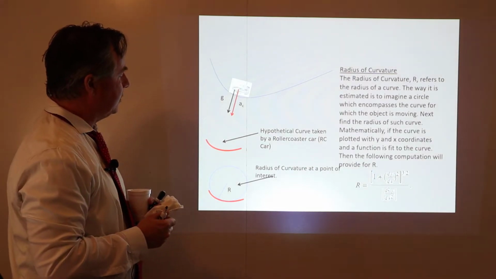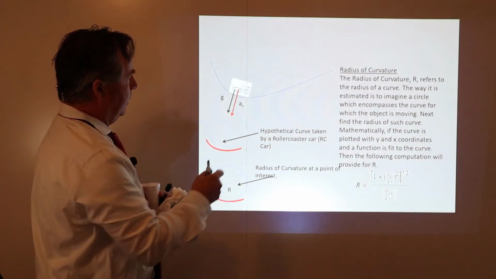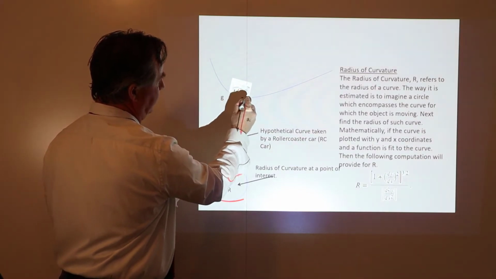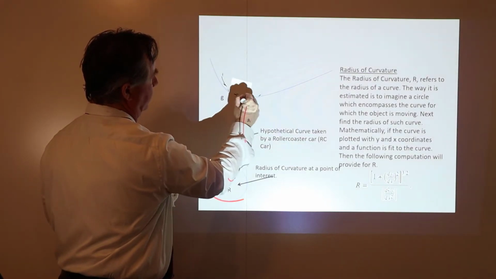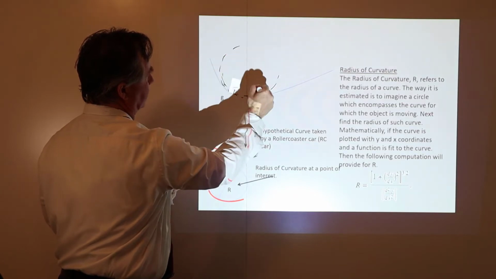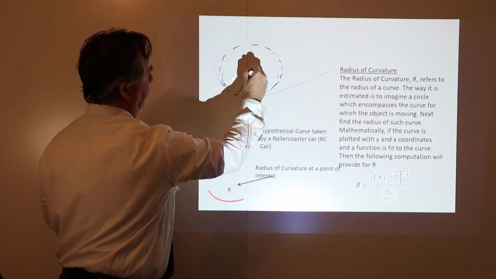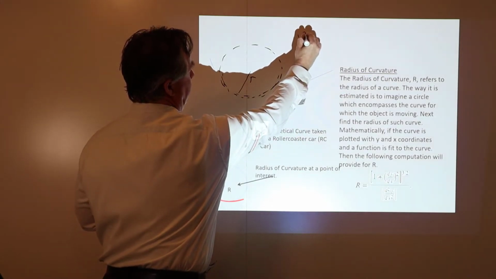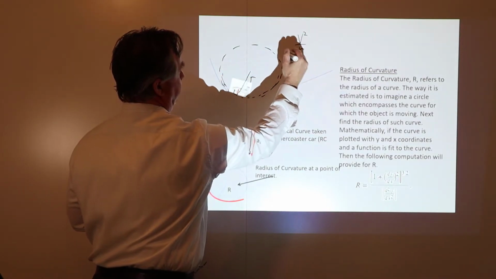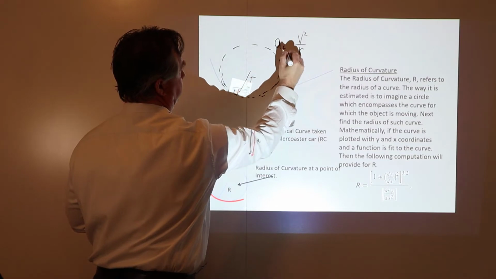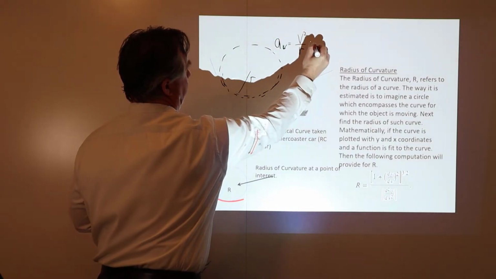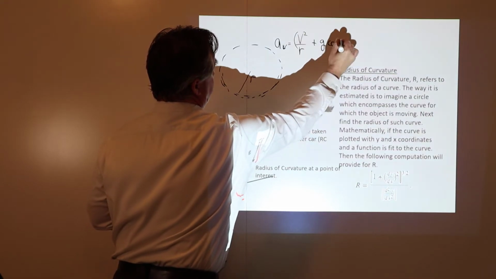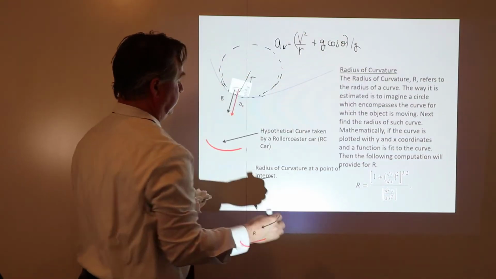Okay, radius of curvature, I mentioned this previously. As a roller coaster is taking a turn, for some instant, it's going to be moving in a circle, and we imagine what that circle looks like, and find its radius, and that's the number that goes in here. Plus g cosine theta over g. Those are vertical g's again.